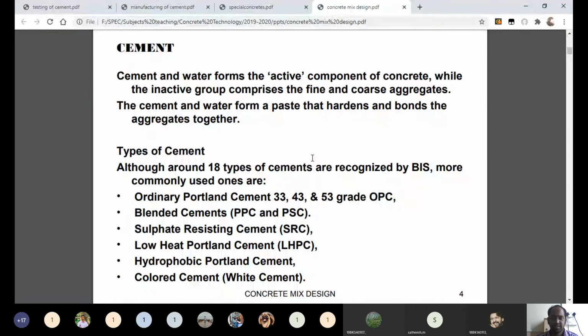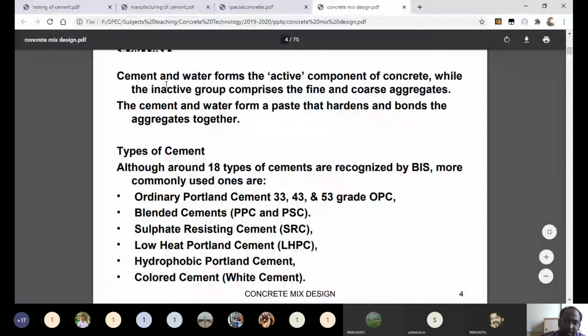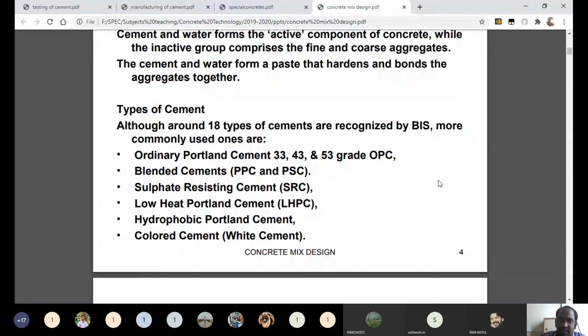See, types of cement we have already discussed. Based on the grades, there are three types of cements: 33 grade, 43 grade and 53 grade. Also, by using different types of additives while manufacturing the cement, there are again several types of cements. Among them, around 18 types of cements are recognized by the Bureau of Indian Standards, and the more commonly used cements are ordinary Portland cement with 33, 43 and 53 grade, blended cements like PPC and PSC, sulfate resisting cement, low heat Portland cement, hydrophobic Portland cement, and colored cement. Here the blended cements are PPC and PSC. PPC means Portland pozzolana cement, PSC means Portland slag cement.